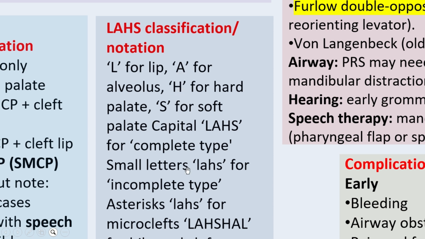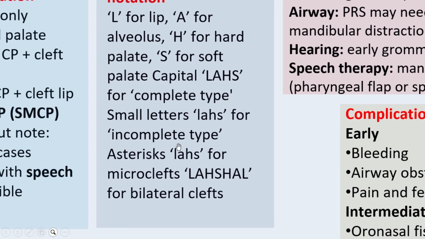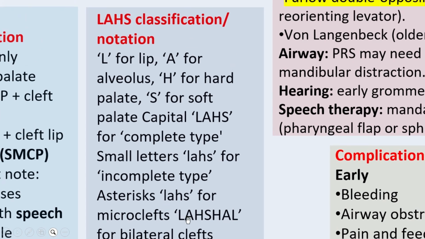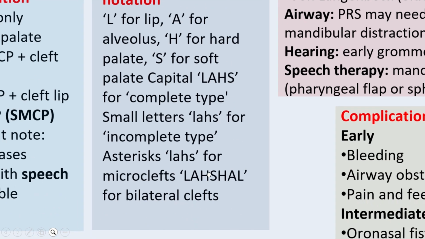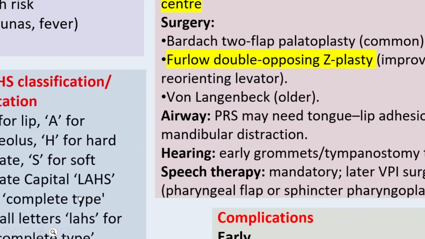So when they are in capital letters, you know it's a complete type. When there are small letters, it's an incomplete type. And when there are asterisks, then you know they are microclefts, or small clefts. And then when they are repeated twice, when they say LAHSHAL, it means we have bilateral clefts. And this one may be important for you to know, depending.